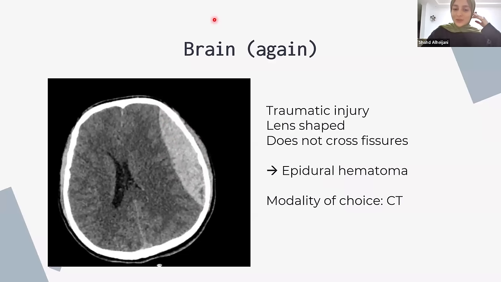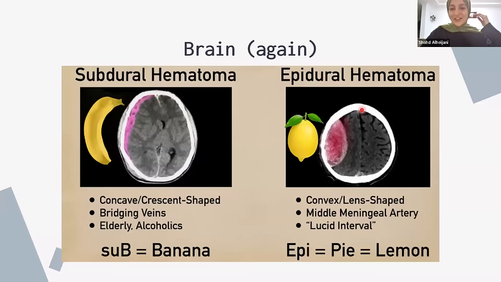Meanwhile, in subdural hematoma, let's look at this. Subdural hematoma will look banana shaped, so it's concave, crescent shaped, and it is caused by rupture of the bridging veins. So you usually see it in an elderly person who slips and falls and hits their head. This is the most basic case you can get. This is subdural hematoma, sub for banana shaped, and it can cross the fissures. Meanwhile, epidural hematoma looks lens shaped, convex, rupture of the middle meningeal artery.